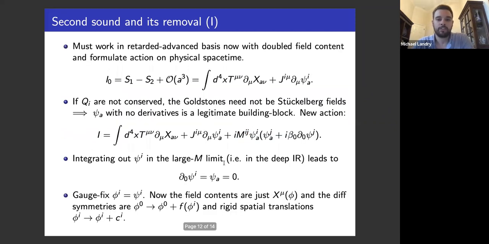Now notice that this inverse Higgs constraint that we imposed here is only legitimate if these Qi terms are not conserved. If these were somehow UV symmetries, then this would no longer be allowed because this term here wouldn't be allowed, and there would be no way to derive this kind of equation in a way that would be solvable and gauge fixable in a way that would remove these psi i's.